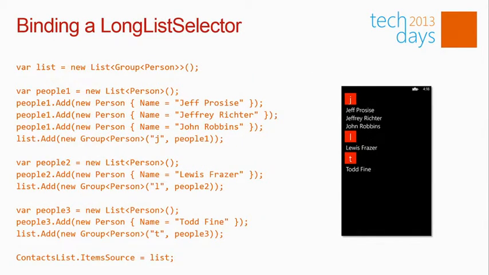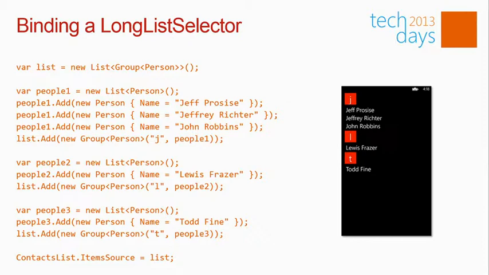Now, in terms of binding a long list selector, this is the part that's probably the hardest to figure out from the documentation. So I wanted to include some information in the slides as well as some sample code that you can download. What you want to create is a two-level list of items. So in this case, assuming we're going to use the long list selector with the list of contacts, I create a list of groups of persons.